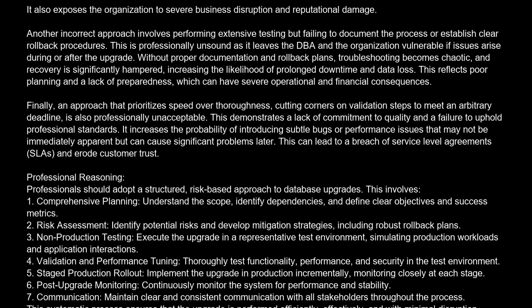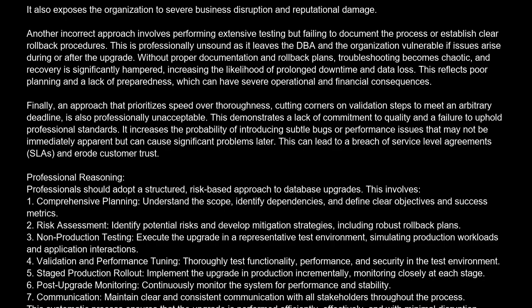It increases the probability of introducing subtle bugs or performance issues that may not be immediately apparent but can cause significant problems later. This can lead to a breach of service level agreements (SLAs) and erode customer trust. Professional reasoning. Professionals should adopt a structured, risk-based approach to database upgrades.